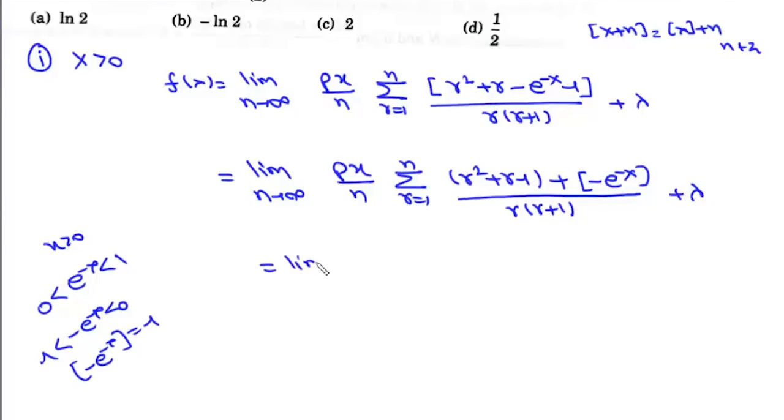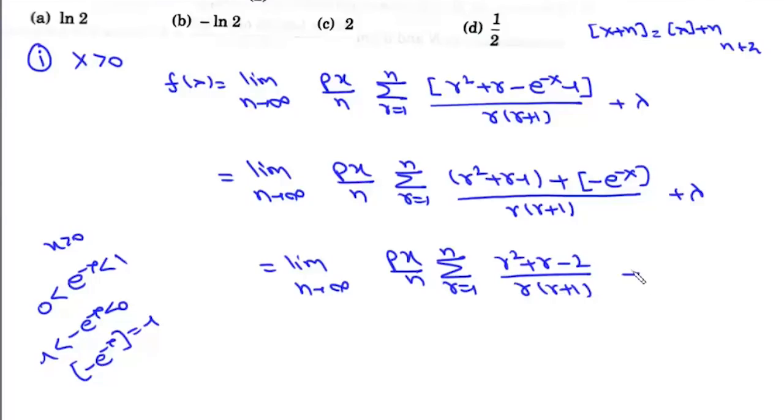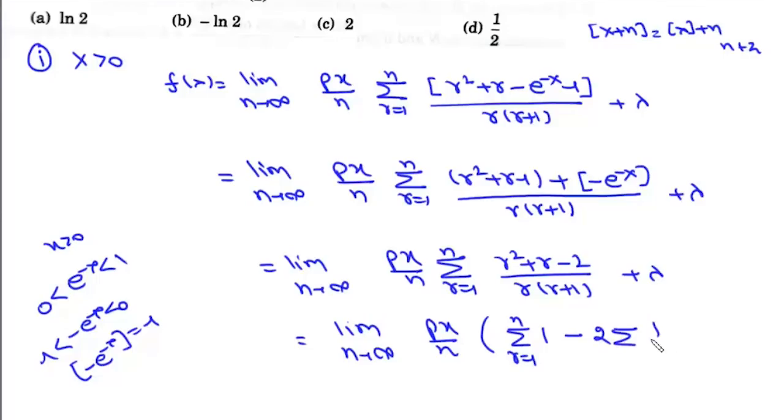So we can write this as limit n tends to infinity, p(x) by n, then this summation r varies from 1 to n, and it will be r square plus r minus 2 upon r plus 1 plus lambda, which we can also write as this limit n tends to infinity, p(x) by n, summation 1, r varies from 1 to n, and then minus 2 summation 1 upon r plus 1 plus lambda. Here r varies from 1 to n.